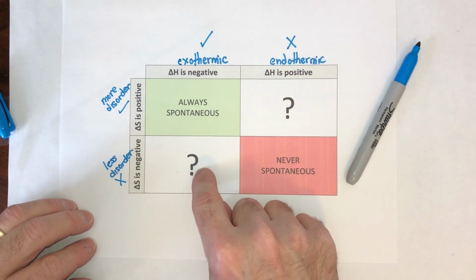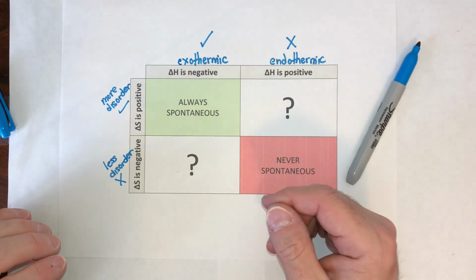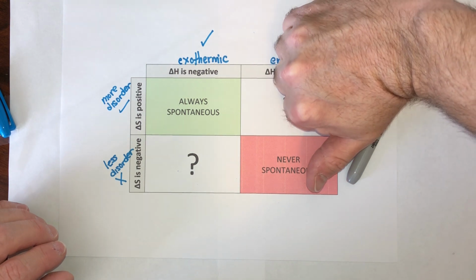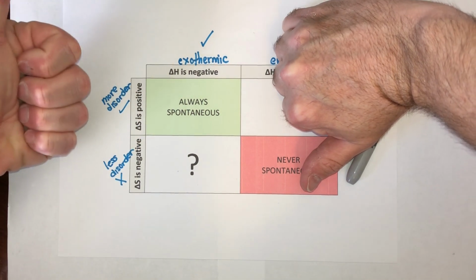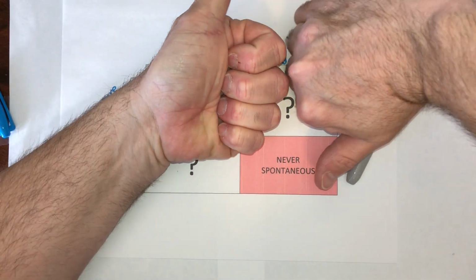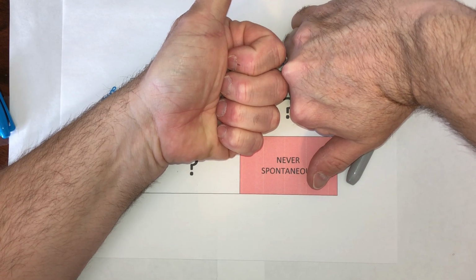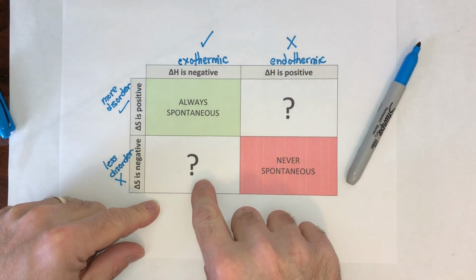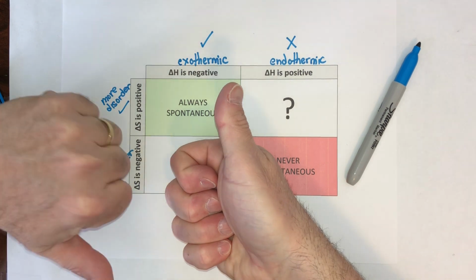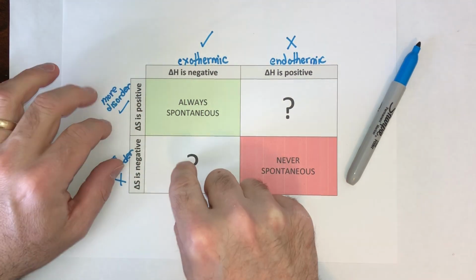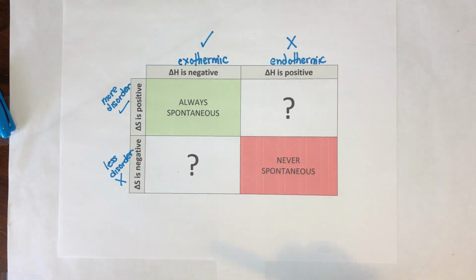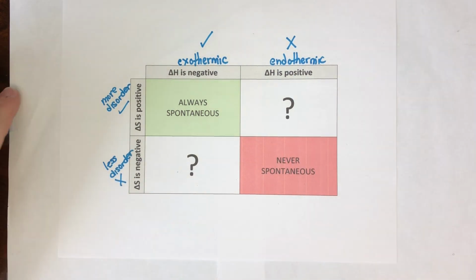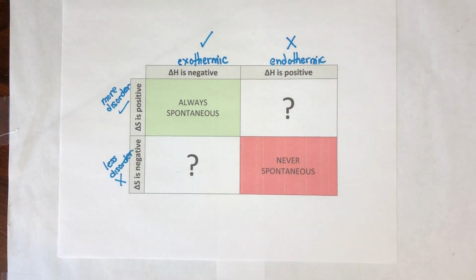But the other 2 combinations are the ones where you're going to have trouble. Where you're going to have a no vote, but also a yes vote, right? More disorder, but endothermic. Which one wins? Or down here, it's exothermic, but there's less disorder, right? Which one wins? So for these problems here, you will hit situations where you're going to have to make a judgment call, or you're just going to have to say, I don't know.